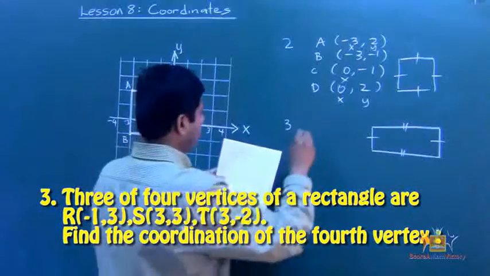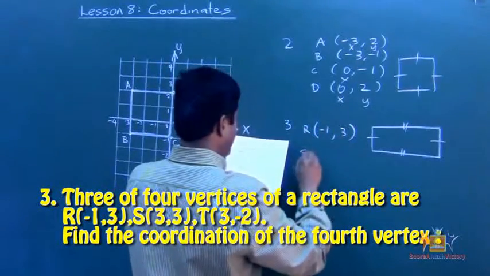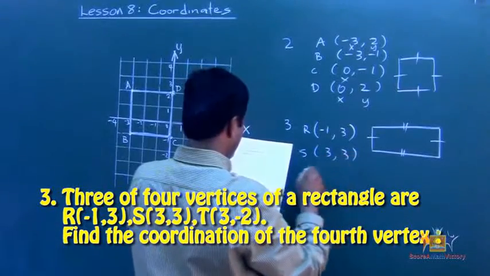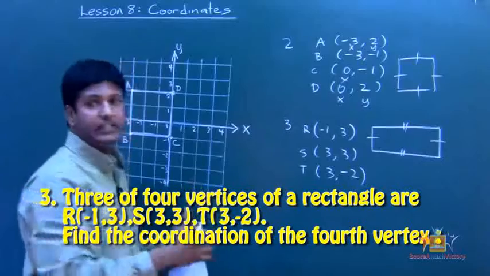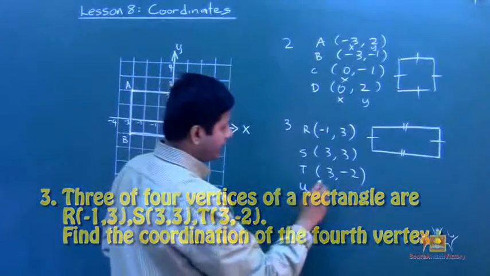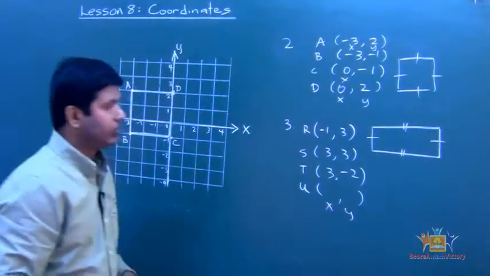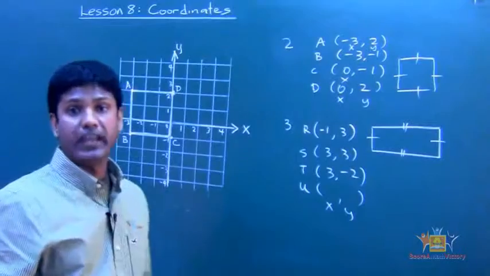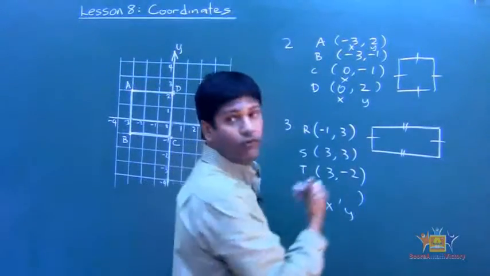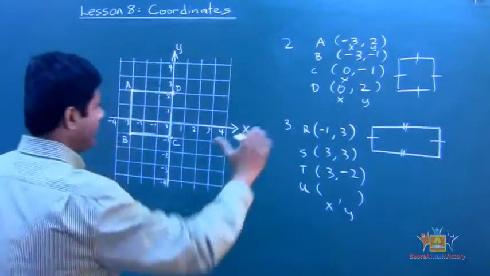We're given the points for R: -1, 3, and then S is 3, 3, and T is 3, -2. So R, S, T, U. U is the one we're finding. So we don't know what U is, which is going to start with X and Y. So let's plot these points first onto the Cartesian plane, and because we know we're looking for a rectangle shape, we should be able to draw that. Let's start with R.